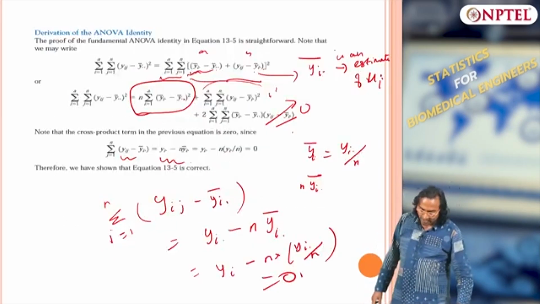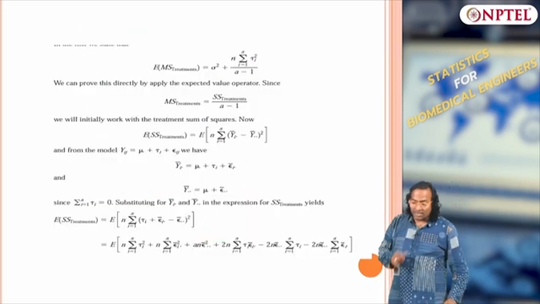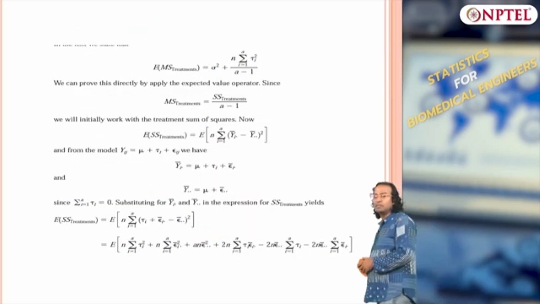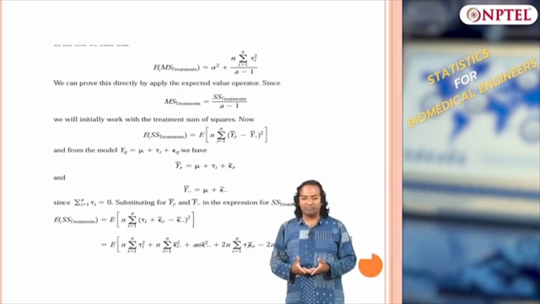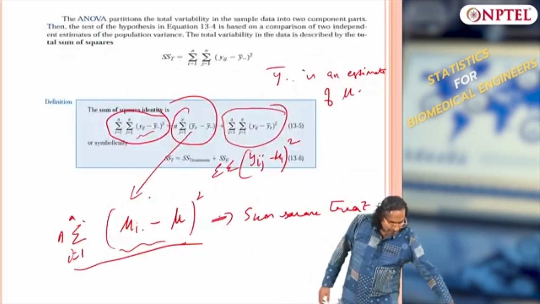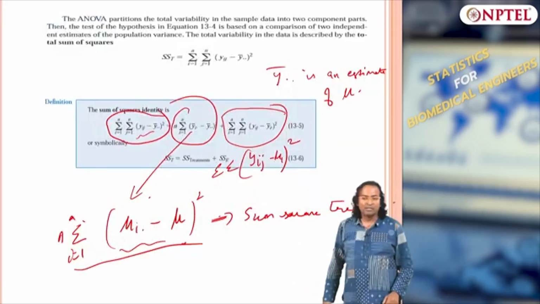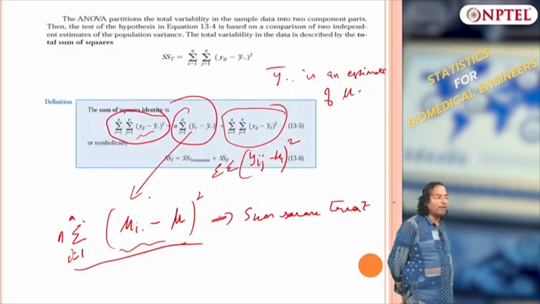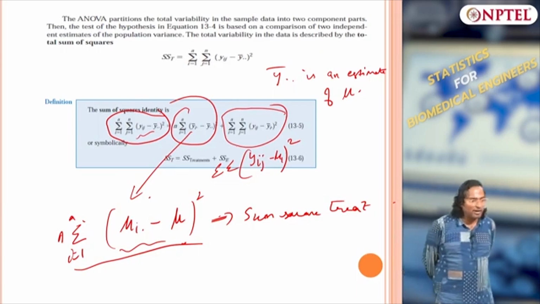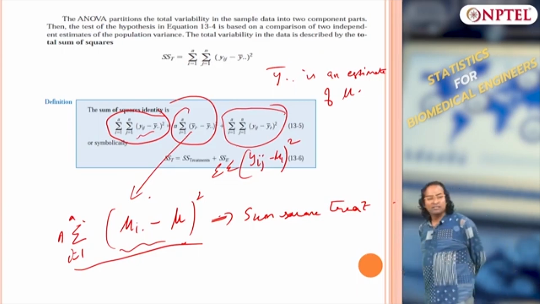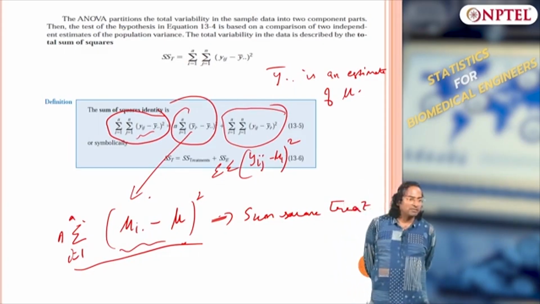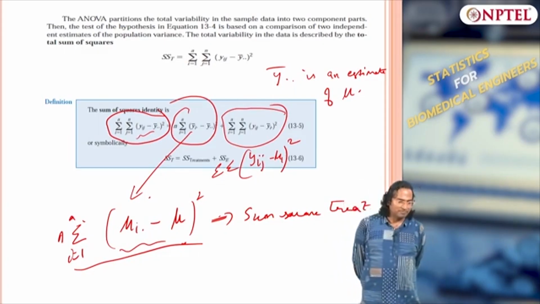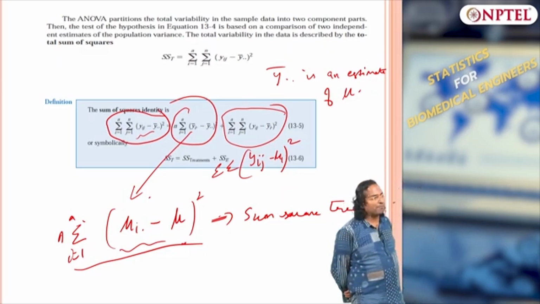So, let us take what is mean square treatment. That is nothing but sum square treatment divided by degrees of freedom, right. What is sum square treatment? Sum square treatment is the first term, which is yi dot bar minus y bar dot dot the whole square. How many degrees of freedom is there? How many degrees of freedom for the sum square treatment?